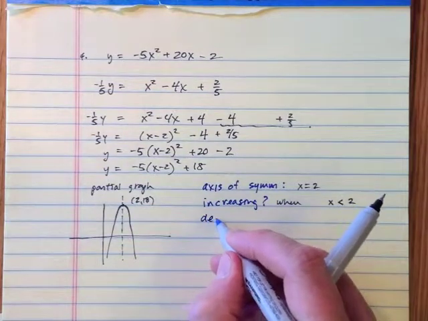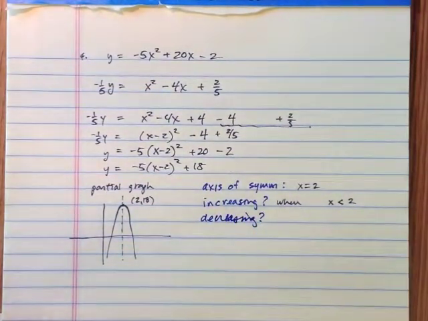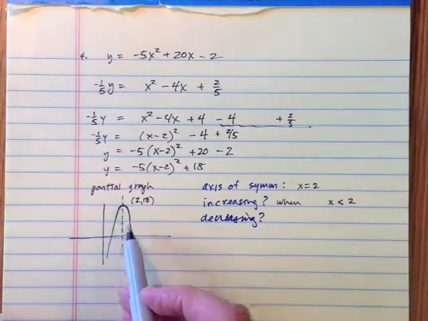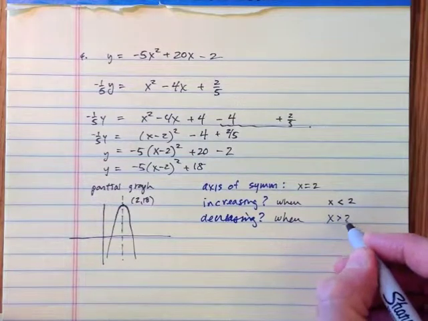So where do you think it's decreasing? They're just asking, on what interval of x does the curve go down as you move to the right? And that's when x is bigger than 2.